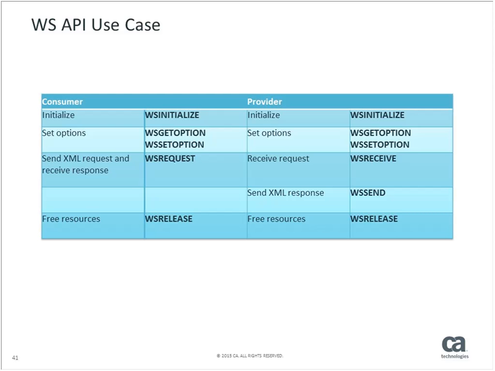On the provider side, if you're building an application that will respond to web service requests from outside, again, there's the initialize call that just gets information about the request and sets up the environment. Optionally, you can set options or get options to see their value. And then the provider application would issue a receive request in order to get the XML request in its internal buffer so that it can process it.